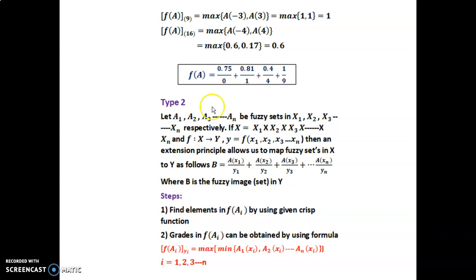Now we will see type 2. Let A1, A2, A3 and so on to An be the fuzzy sets.